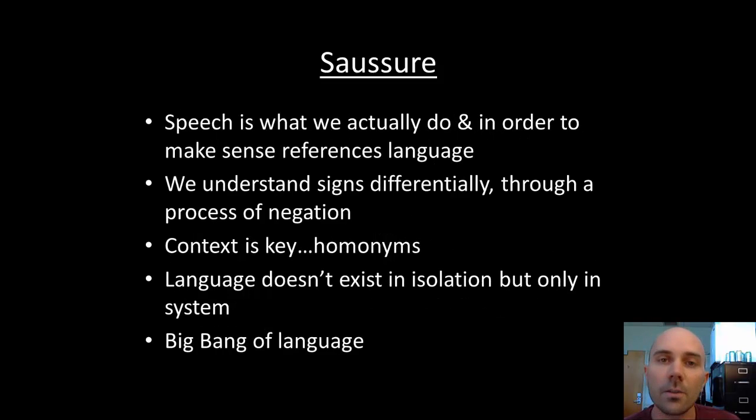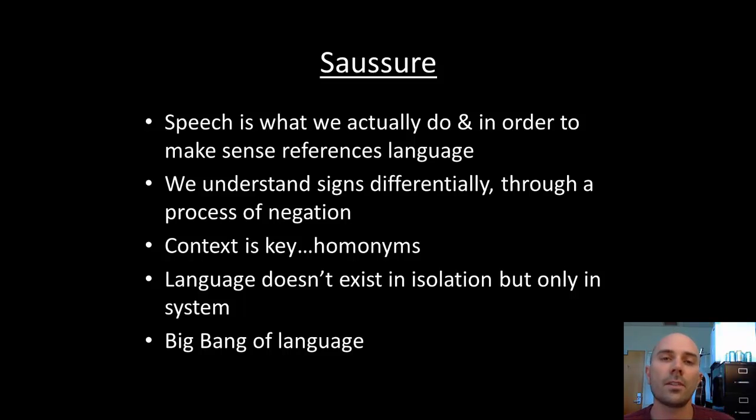Now, by contrast, speech is what we actually do. And in order for us to make sense out of speech, we must reference language. We must reference that theory, that public domain. And of course, we understand signs differentially. And that's to say through a process of negation. So we know that something is hot because it's not cold. We know that something's wet because it's not dry.